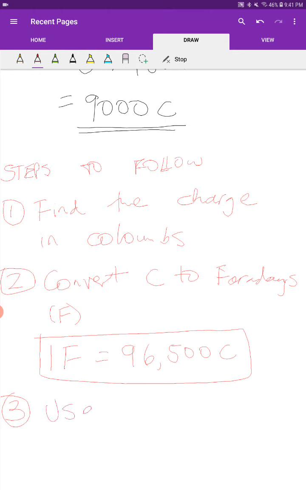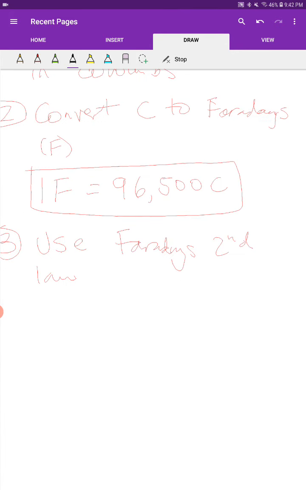Once you convert your charge in coulombs to Faradays, then you're going to make use of Faraday's second law. And what that second law essentially says is that if you have an ion, and it is gaining 1 mole of electrons to form a neutral atom, the charge on 1 mole of electrons is essentially equal to the charge of 1 Faraday.